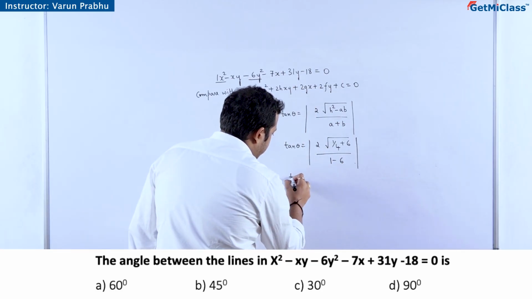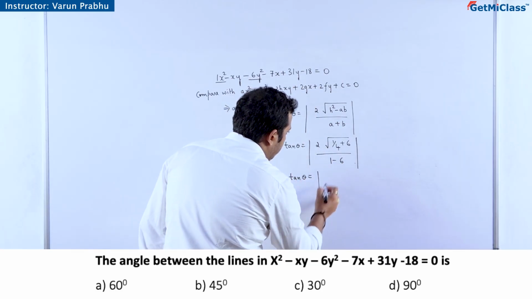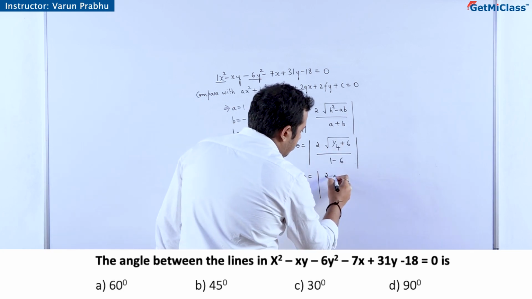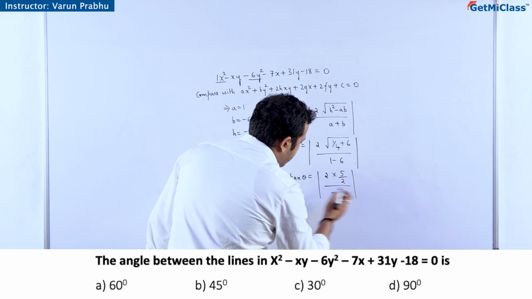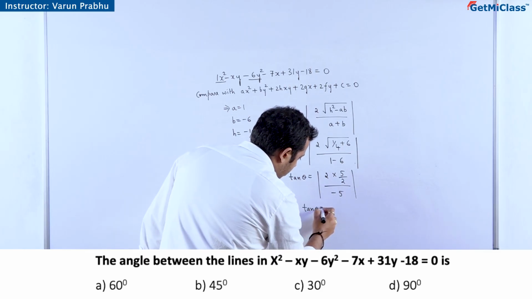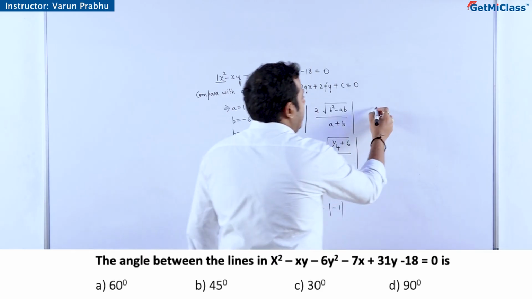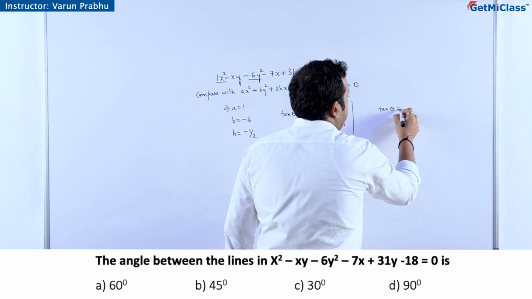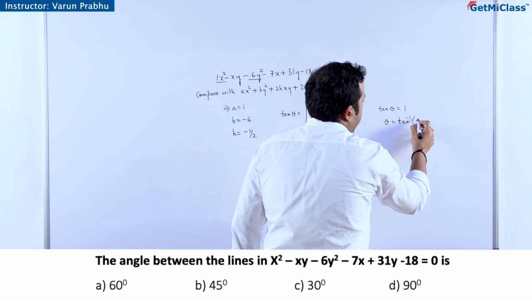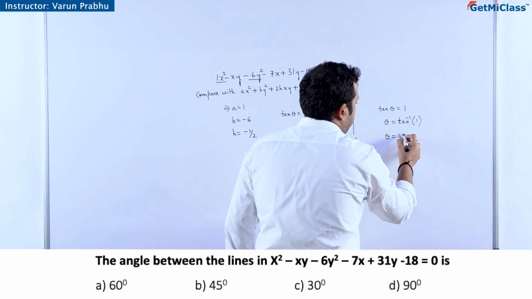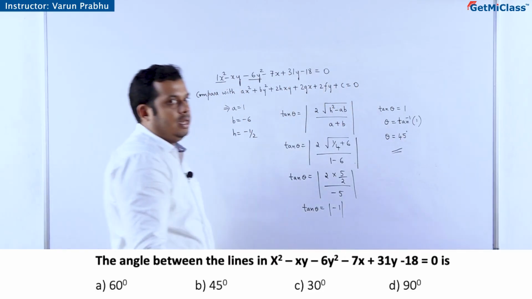So what is the answer that we get? Tan theta is equal to modulus of 2 into root of 25 by 4, which is nothing but 5 by 2, divided by minus 5. So tan theta is equal to modulus of minus 1, so tan theta is equal to 1, correct or not? So what is the value of theta? Theta is nothing but tan inverse of 1. How many degrees do we get? We get 45 degrees. This is the answer to the question.